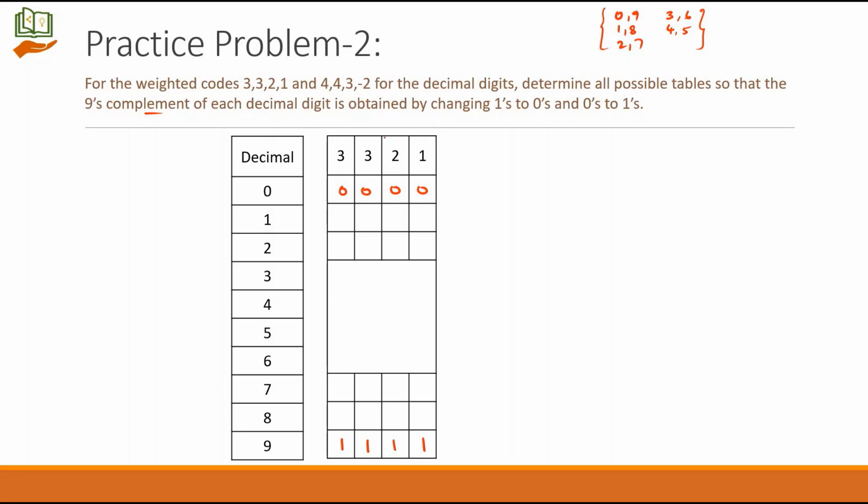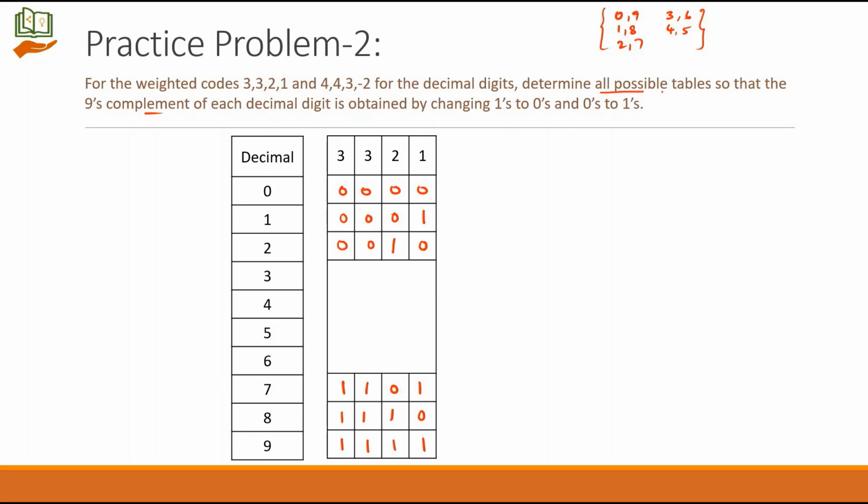How do we represent 1? The only way to represent 1 is this way. Then how will you represent 8? Just the complement. Put a 0 here and change everything to 1. 3 plus 3 is 6, 6 plus 2 is 8. This is the only way you can write. What about 2? The only way to represent 2 in this weighted code is using this format. What about the complement? 1, 1, 0, 1 will give you 7. 3 plus 3 is 6, 6 plus 1 is 7.